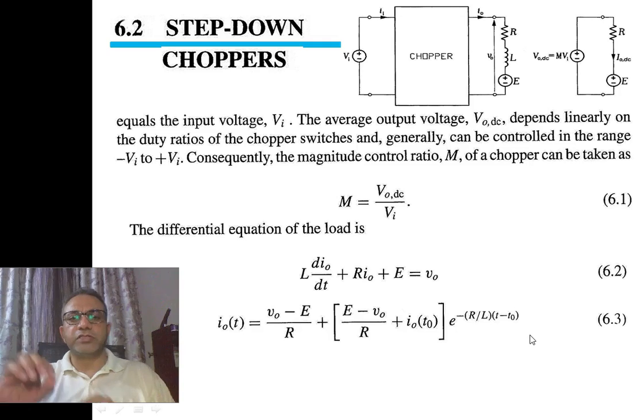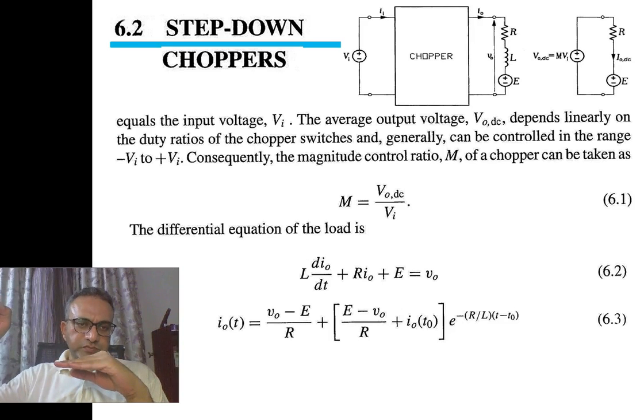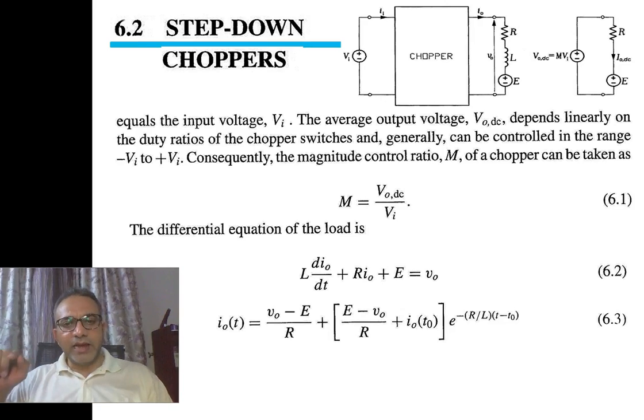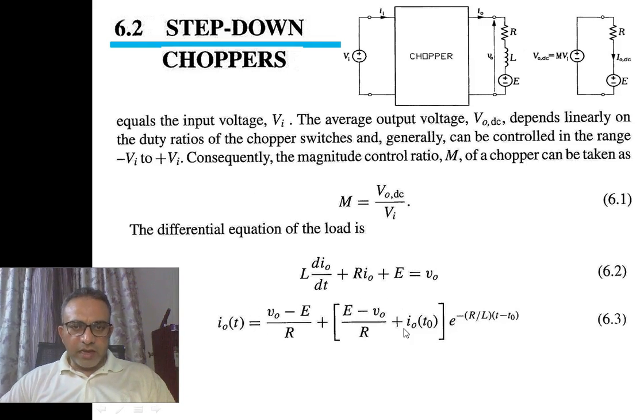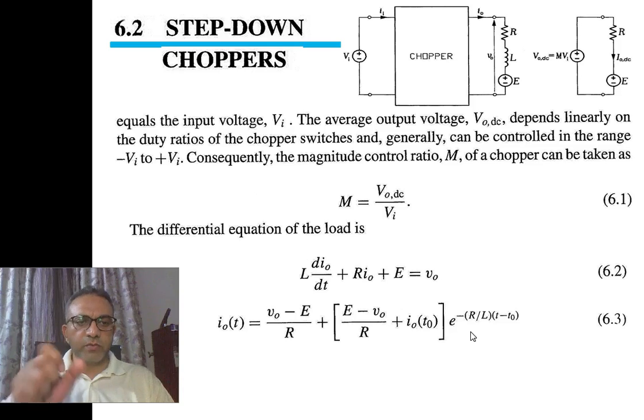This is the interesting part: we should expect that the output current will be a constant term being added with an exponential function. This is the constant term, and the initial value of current and the exponential function. We will see in later slides that this equation 6.3 can be visualized as a constant term with an overriding exponential term. This is quite visible just from viewing equation 6.3.